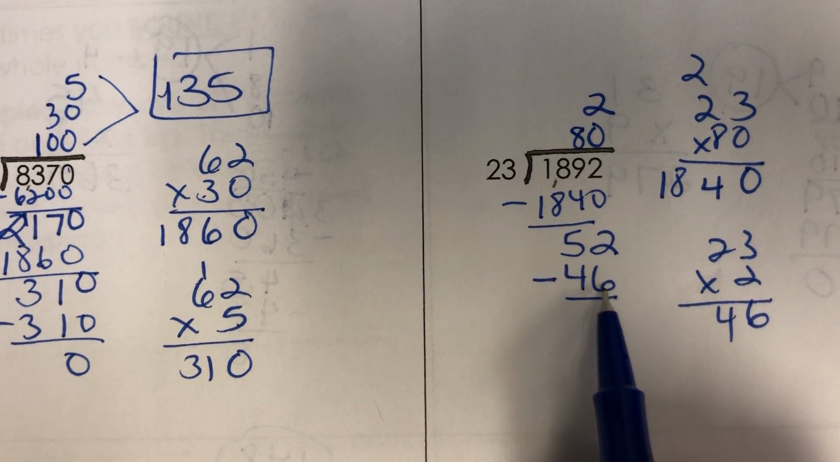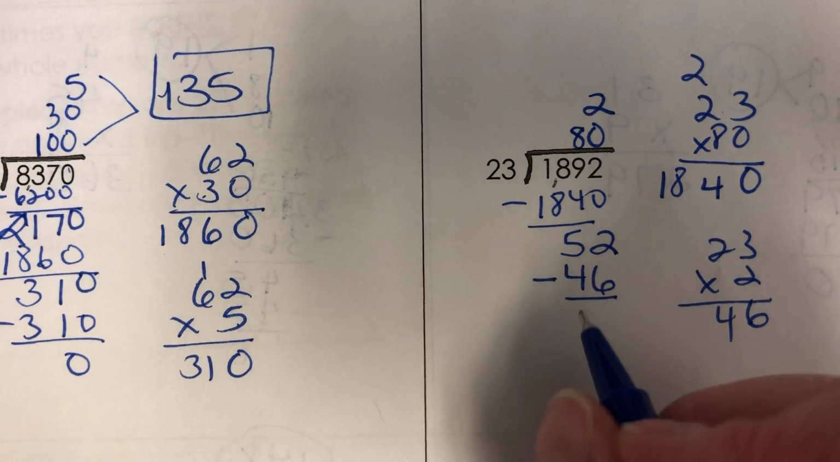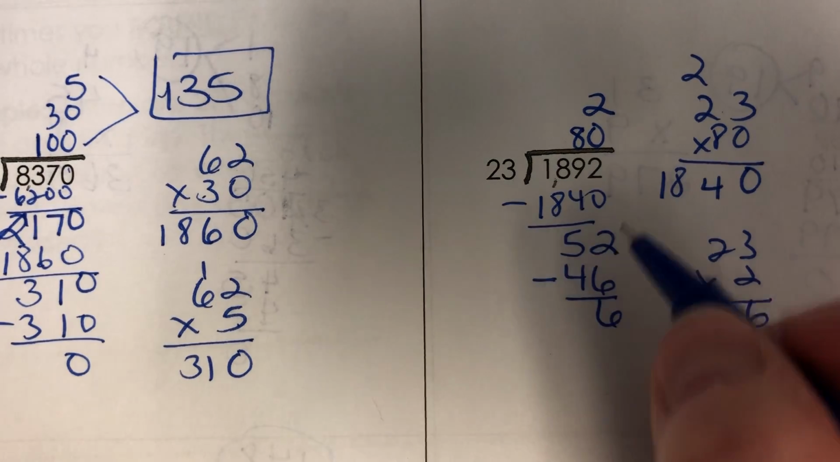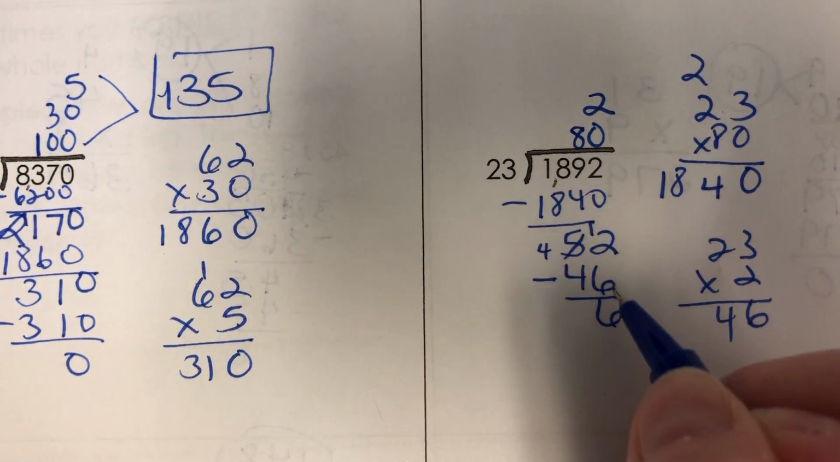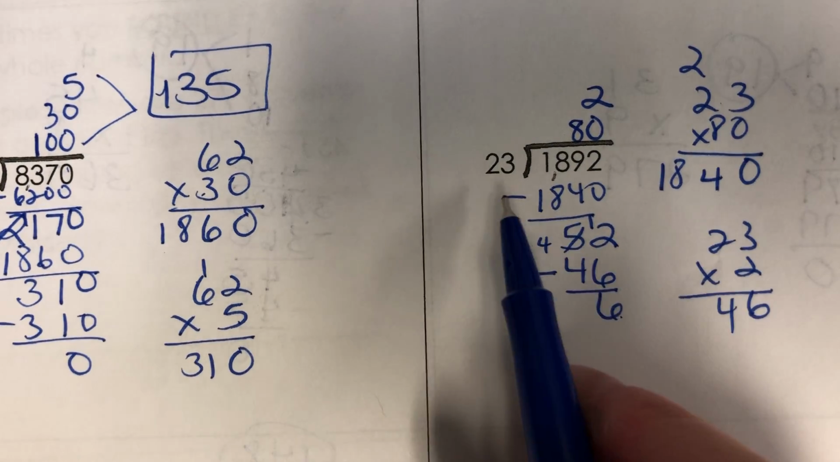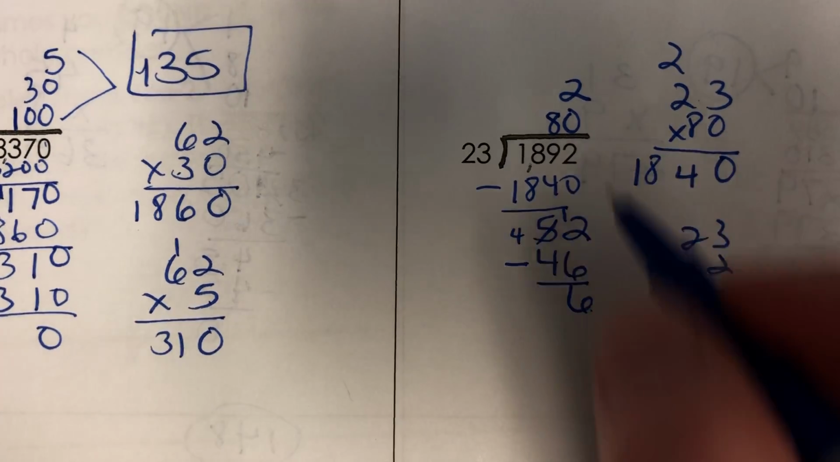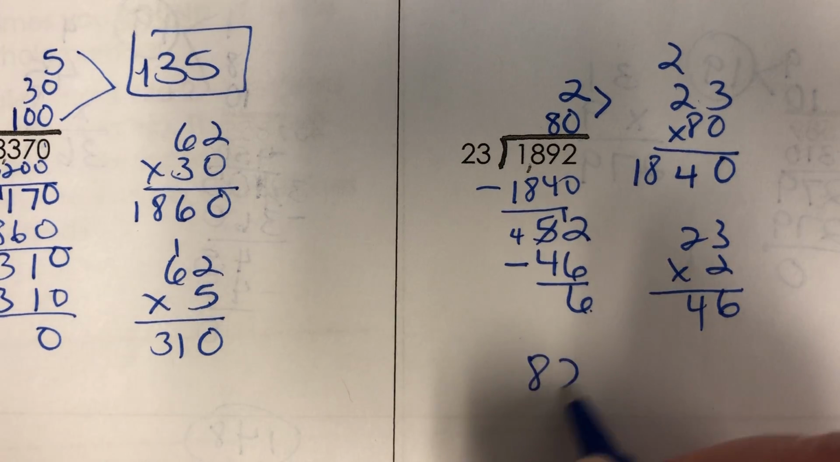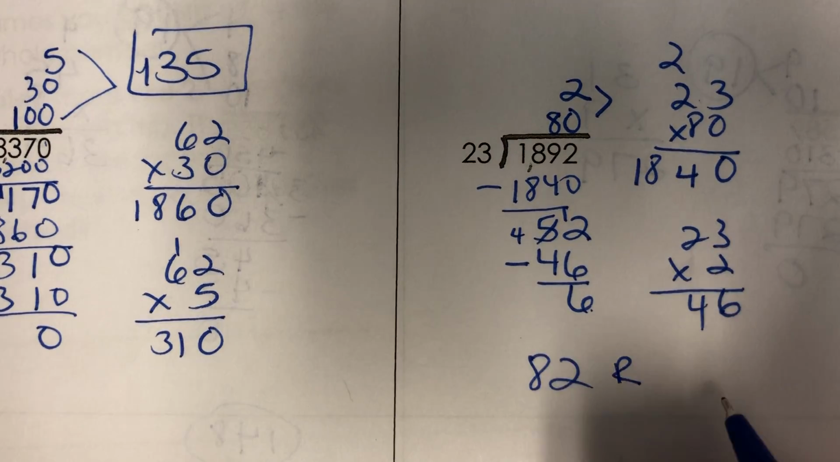You can just count up from 46 to 52. 46 plus 4 is 50, plus 2 more. That's 6. Or you can borrow and say 12 minus 6 is 6. Now see how this 6 is less than 23? That means we're done. 80 plus 2 is 82, and we do have a remainder of 6.